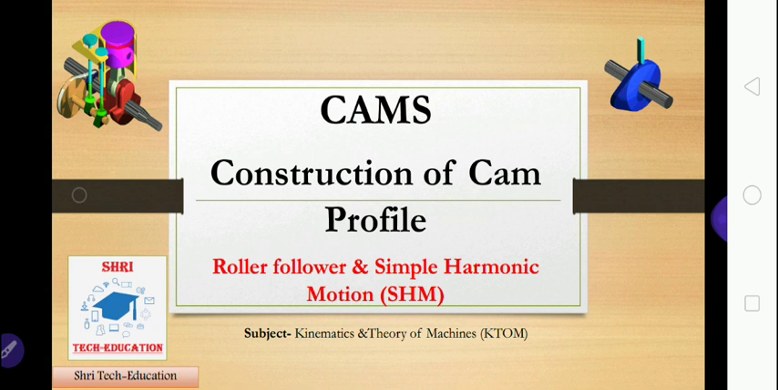motion. In previous two problems we have seen the construction of cam profile with the knife edge follower having two different velocities. Firstly we have seen the problem with the knife edge follower and uniform velocity motion. Secondly we have seen the problem with the knife edge follower and simple harmonic motion.